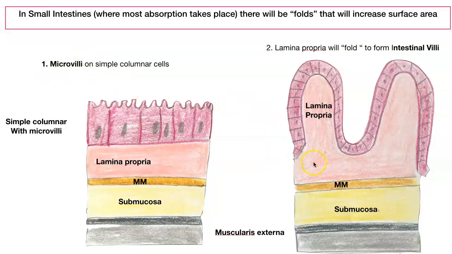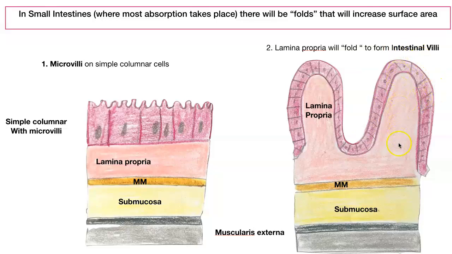Now we are going to create a fold. We are going to have the lamina propria fold up into our lining epithelium of simple columnar with microvilli. So we're going to have these folds, and now we have our simple columnar with microvilli on these folds created by the lamina propria. So can you see how this is increasing the surface area? Again, we went from here to here. Look at all this surface area. This is all surface area, so food is going to go around each of these structures.